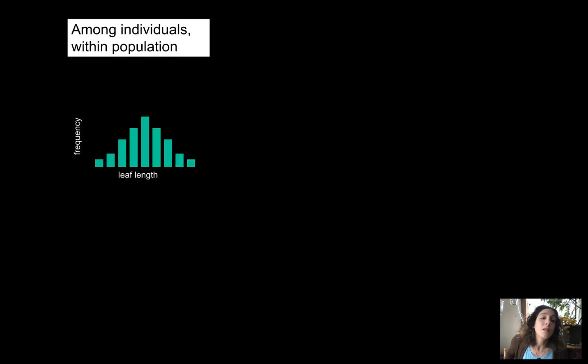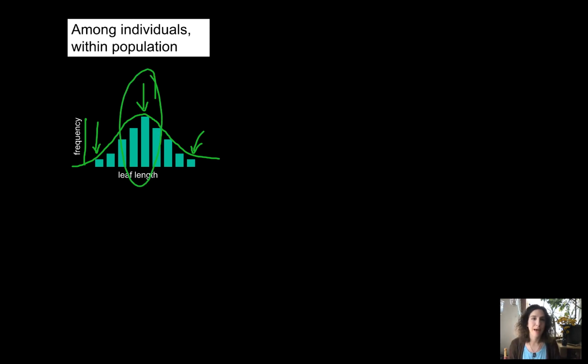We're also going to see differences among individuals within a single population. So now we're talking about broader variation. This graph represents the number of individuals, so the frequency. Let's say for this variable, leaf length, amongst this population of oaks, most of the leaves in this population are in the middle of the range. They're medium length.